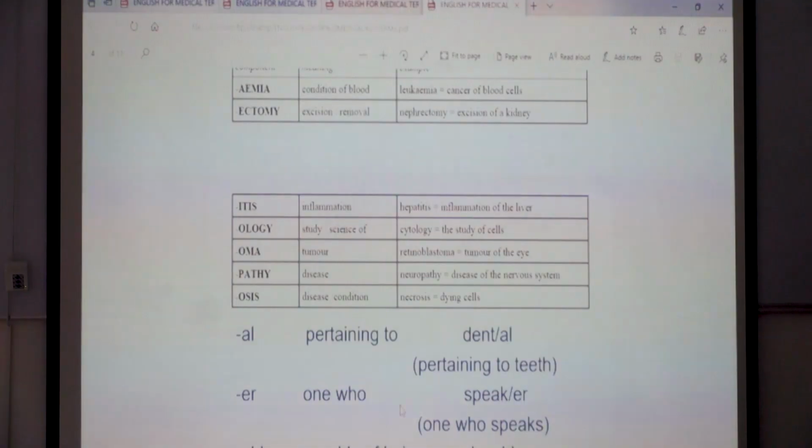Pathy mean that a disease. Neuropathy. Osis, which is disease also, the condition. Necrosis mean the death of the cell. Necrosis, bone necrosis, cell necrosis, tissue necrosis. All these necrosis mean the end or the death of the cells.